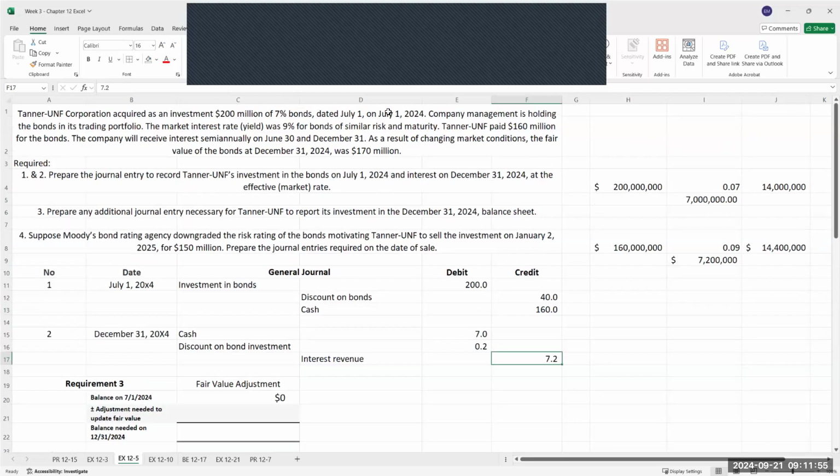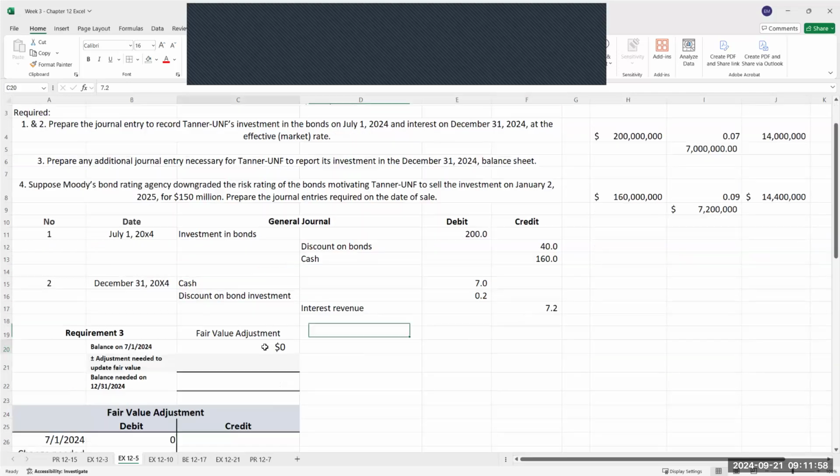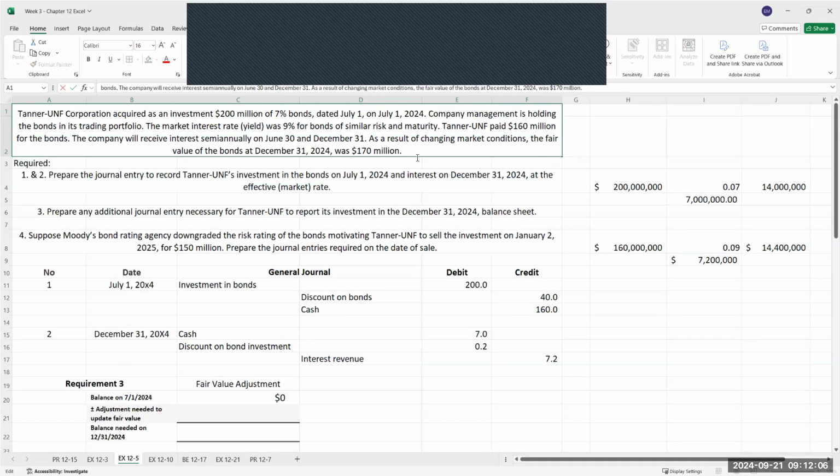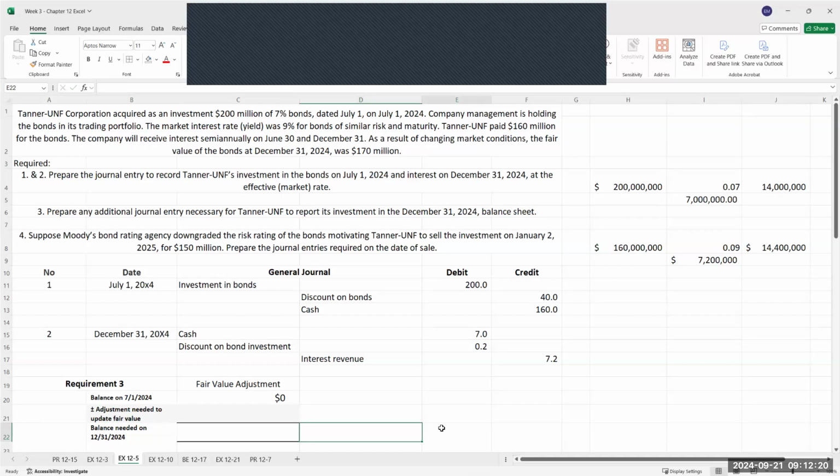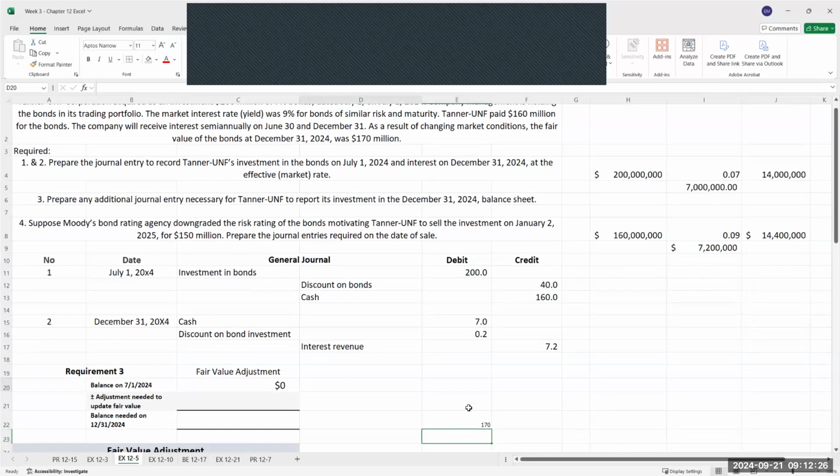So we first factor in, again, we purchased the bonds on July 1st. So the beginning balance was 0, right? We didn't have the bonds, but now we need to account for the change, the adjustment, the value of the bond. So it says that as a result of the change in market conditions, the fair value of the bonds at December 31st, 2024 was 170 million. All right. So that's something we know. It's 170 million. So I'll just do 170.0, right? It was worth 170 million.